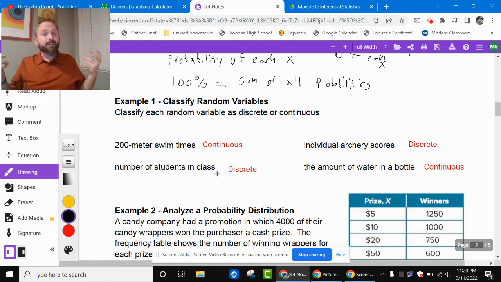That doesn't work like that. But the amount of water in a bottle is not going to be exact. You could have 3 ounces, you could have 2.5444 ounces left. It changes. Let's go on.